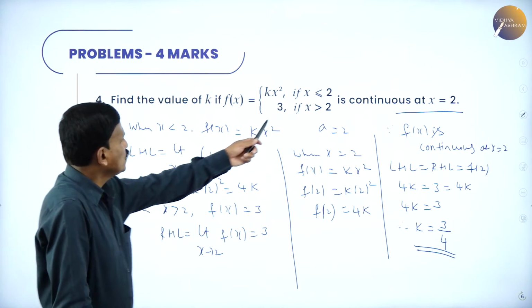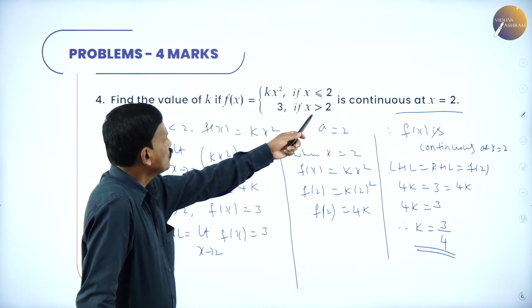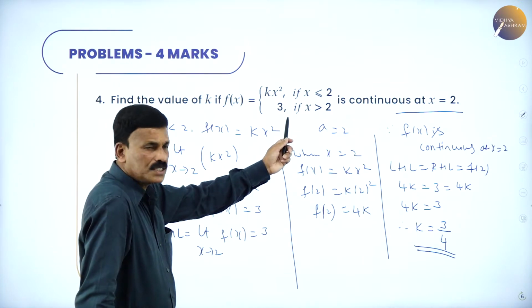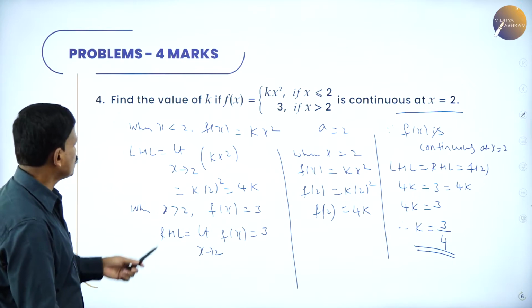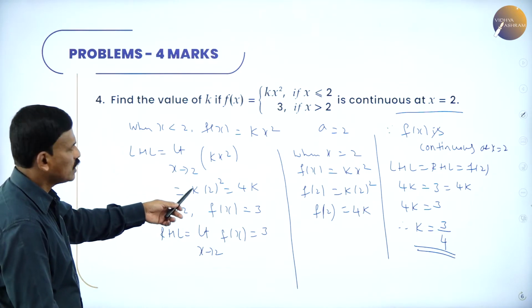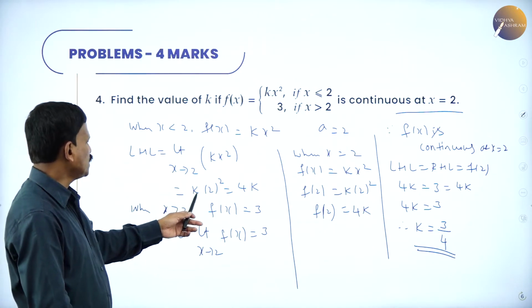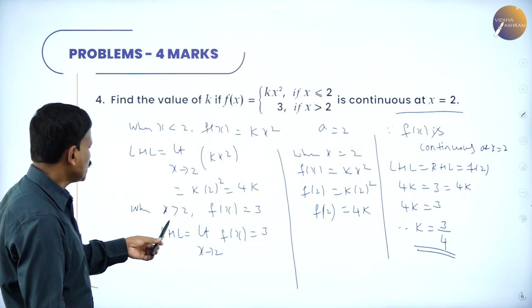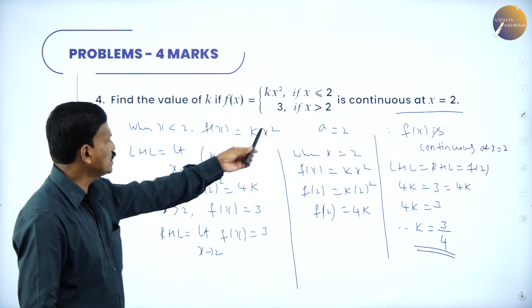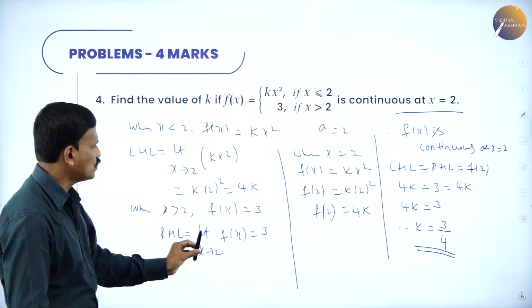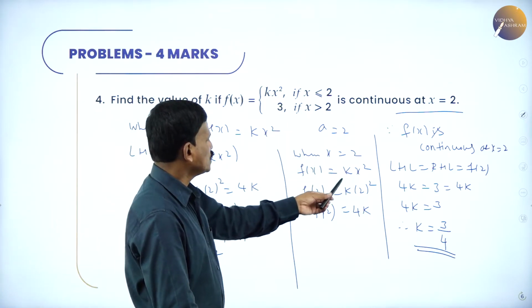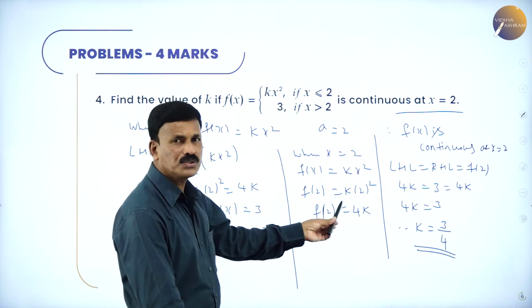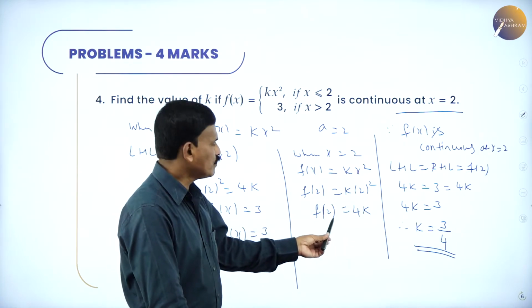When x is less than 2, f of x is kx square. When x is greater than 2, f of x is 3. When x is equal to 2, f of x is equal to again kx square. So less than 2 means you will get left hand limit. Left hand limit k into 2 square is 4k. Greater than 2 means you will get right hand limit. Already it is given, function f of x is equal to 3. And the functional value, when x is equal to 2, f of x is equal to kx square means put x is equal to 2, 2 square is 4, so f of 2 is 4k.